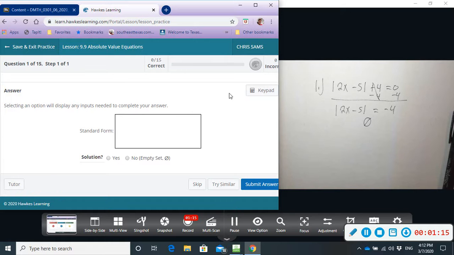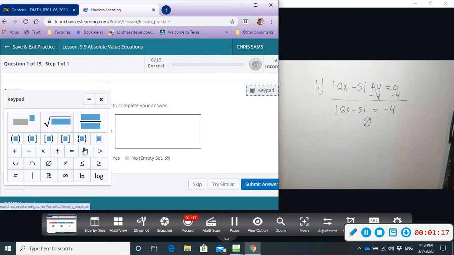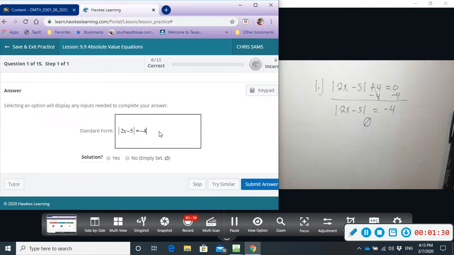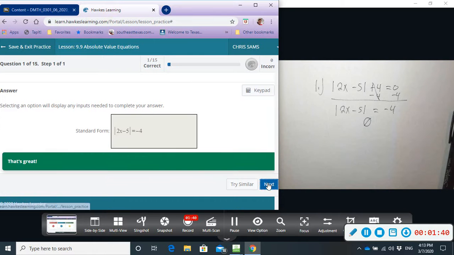And I'm going to go here to the keypad and type in the absolute value of 2x minus 5. And then arrow outside of that and do equal and then negative 4. Okay, so that is our standard form. And this is not going to have any solution because absolute value is going to be equal to a positive number, not a negative one.